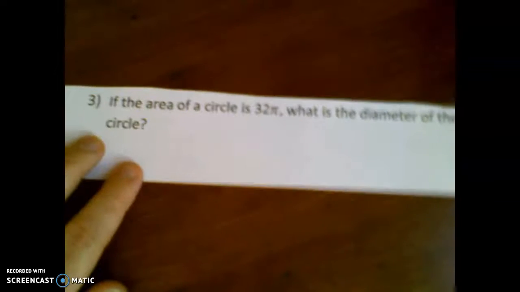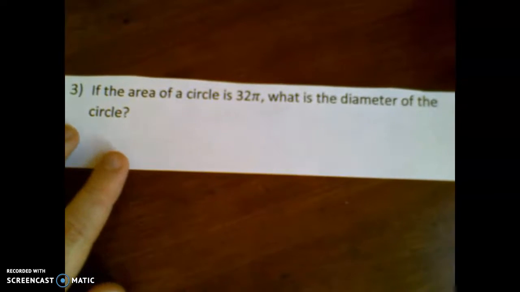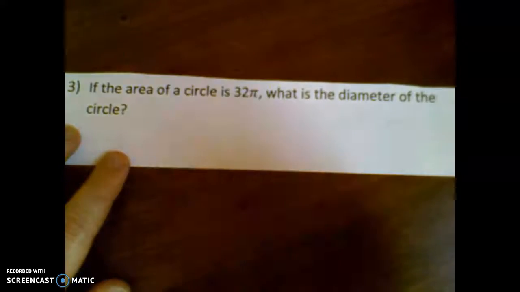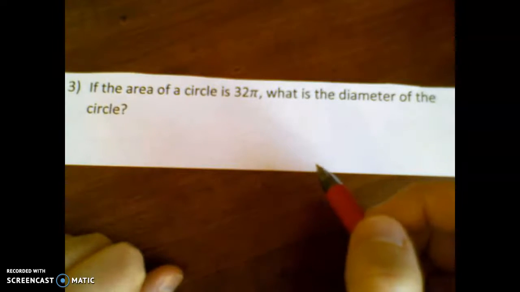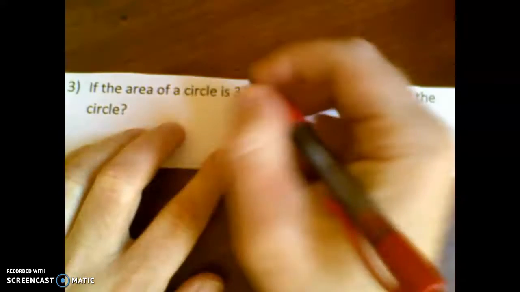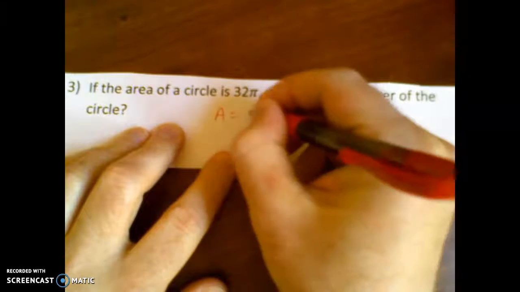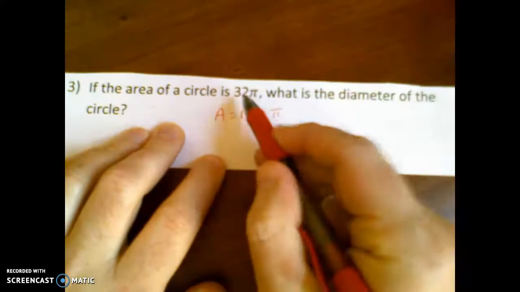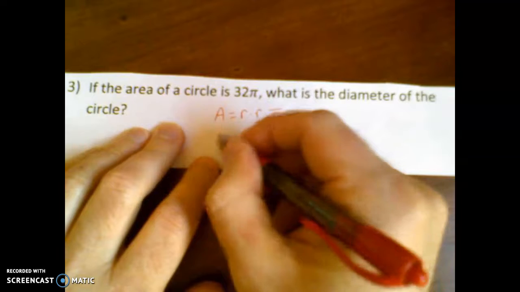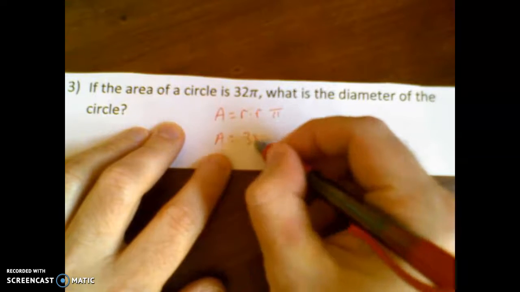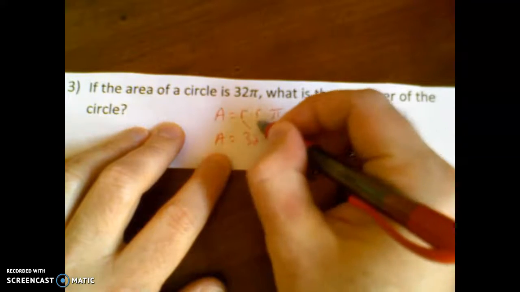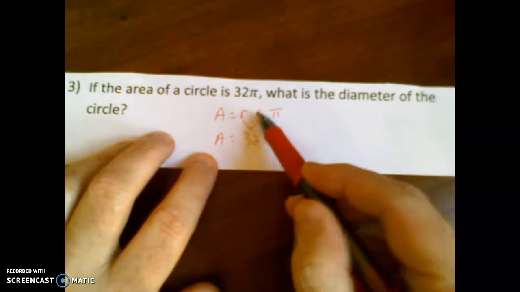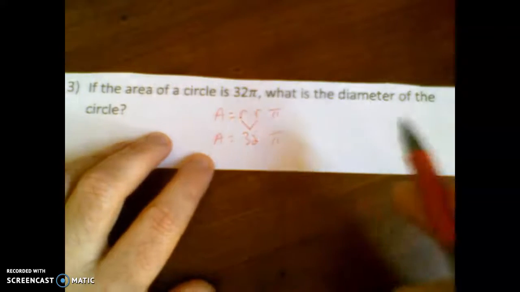And the last one, this is similar to yesterday's problem, but made it a little harder, and you're going to see why. If the area of a circle is 32 pi, what is the diameter of the circle? So the formula for the area of a circle is radius times pi. And I told you part of the value. I said, well, 32 times pi, which implies radius times radius has to give you 32.